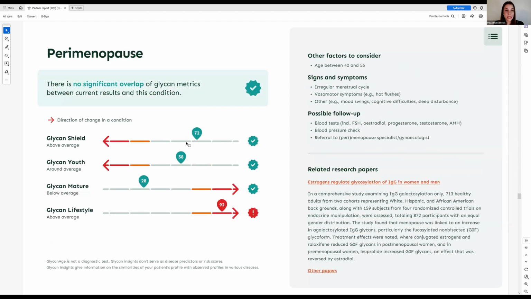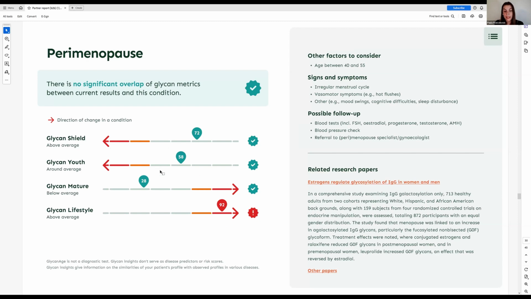What I would like to particularly mention is perimenopause. It's listed as one of the diseases, which can be confusing for most of you. It's a natural part of life. However, we know that perimenopause comes with distinct pro-inflammatory changes in the glycans, which should be addressed therapeutically. So what we know happens in perimenopause is at the same time we have a reduction of the glycan shield and youth and an increase in the glycan mature and lifestyle. So overall, the glycoprofile shifts towards a pro-inflammatory state.